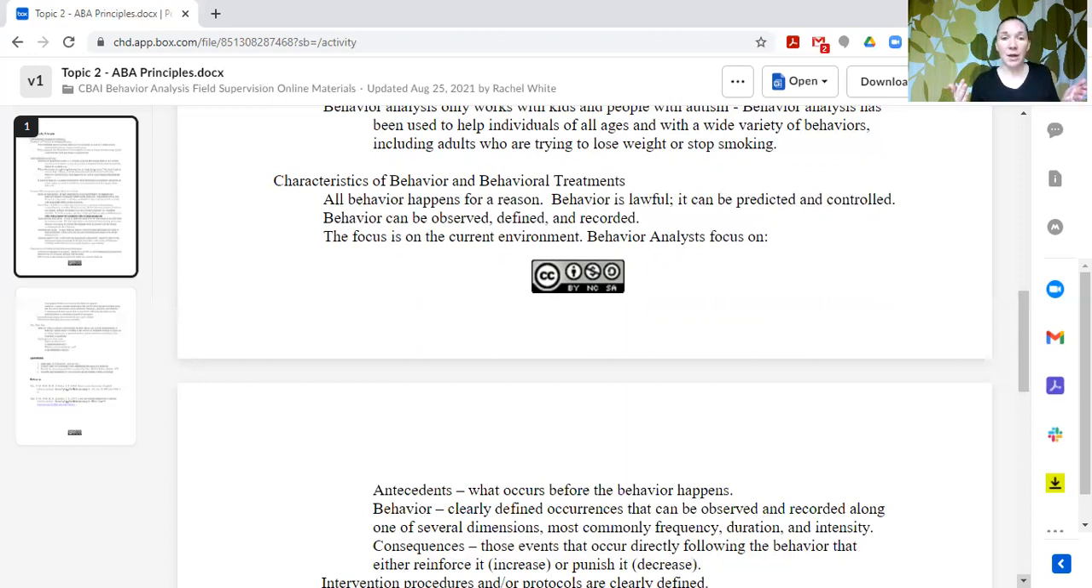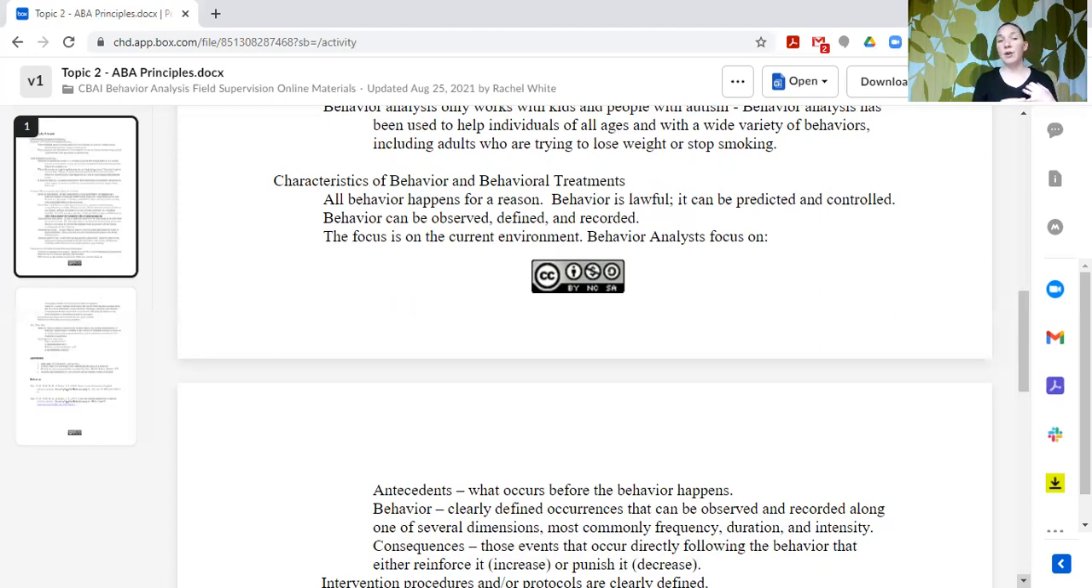That does not mean that we are out to control people. The goal, again, should be improving that individual's ability to self-advocate and to get their needs met. So it's more about the individual figuring out how to exert control, self-advocate for themselves in their environment, and how to change the environment to get their needs met.